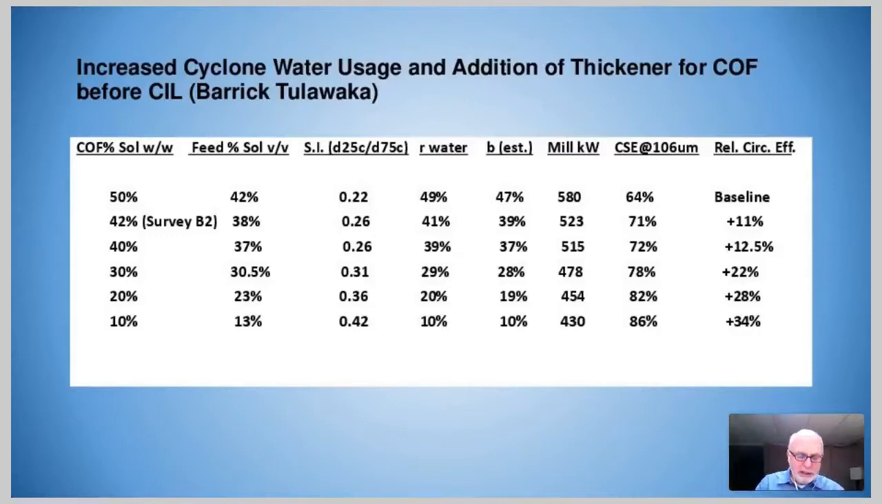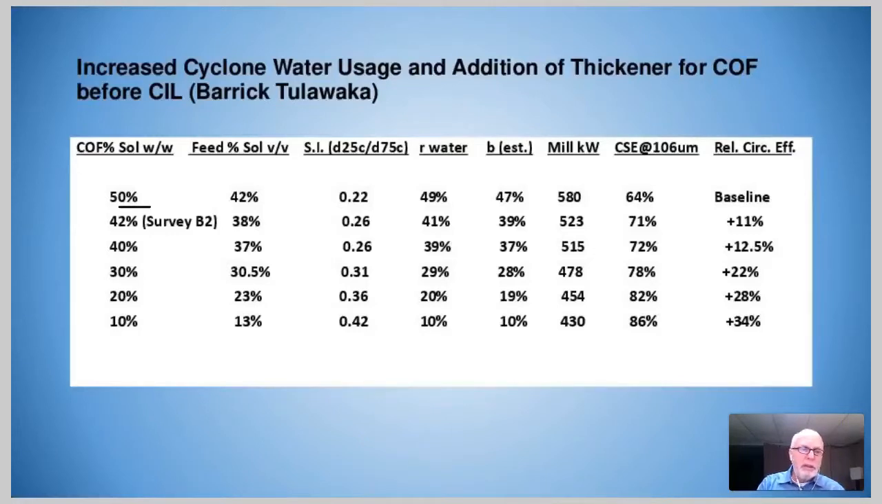This table summarizes a computerized grinding circuit study of increasing water addition to the cyclone feed in the grinding circuit. So on the left-hand column, you've got the cyclone overflow percent solids. The second case, 42%, was the operating data used as the basis for the simulations. But the actual operating case at the plant, Barrick Tuluwaka, was 50% solids in the cyclone overflow. They needed such a high density because they were feeding the product to a CIL circuit.